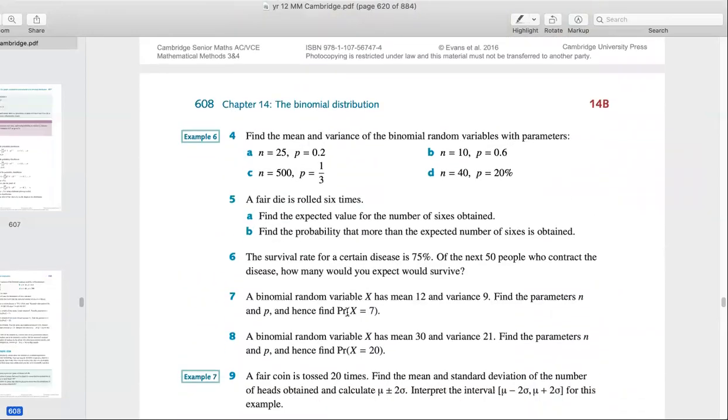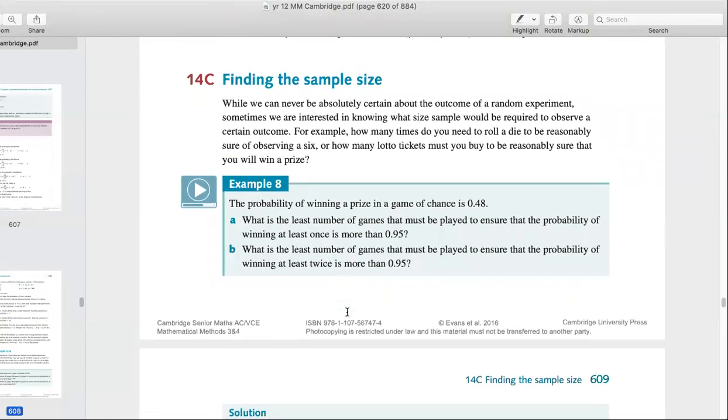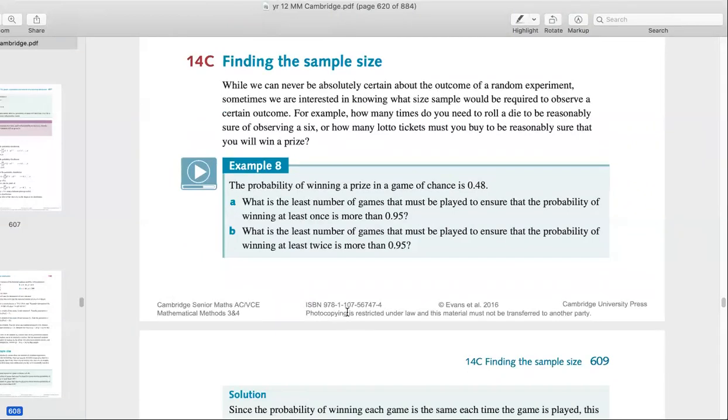So this 14b is not hard. For 14c, they are finding the sample size. Previously, for the binomial distribution, we just needed to know the value for n, and we just calculated probabilities. But in this section, we actually give you the probabilities, and we want you to find the sample size, or maybe the minimum or maximum of the sample size. So look at the example.